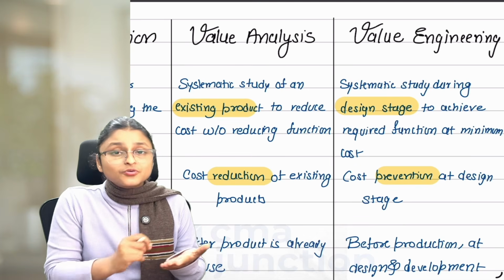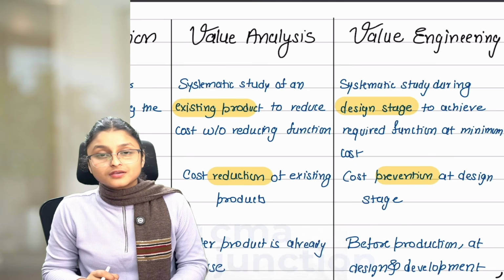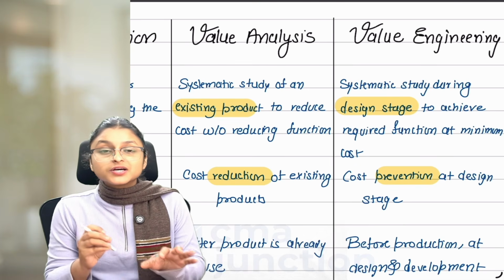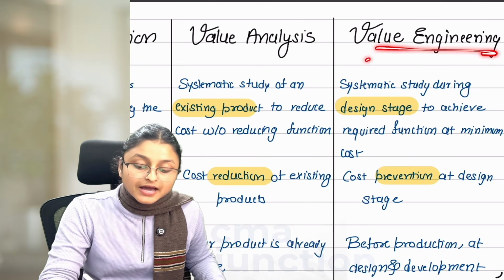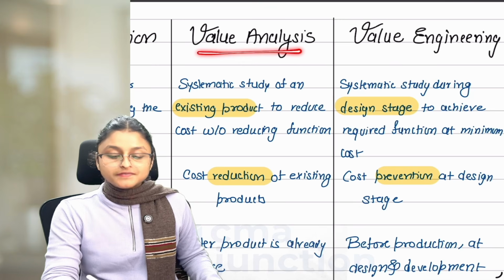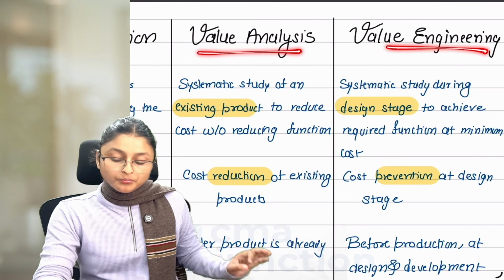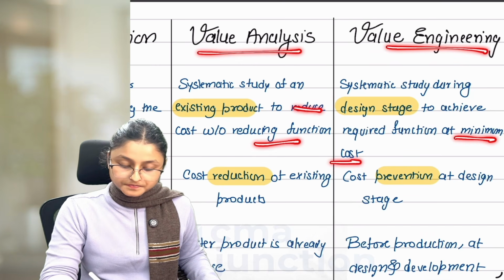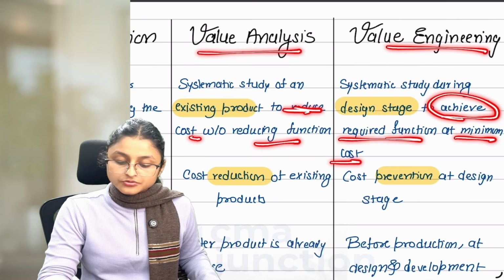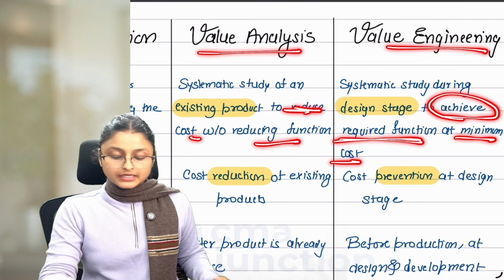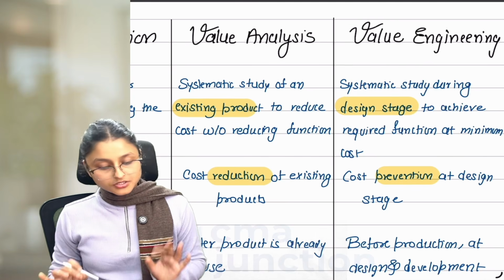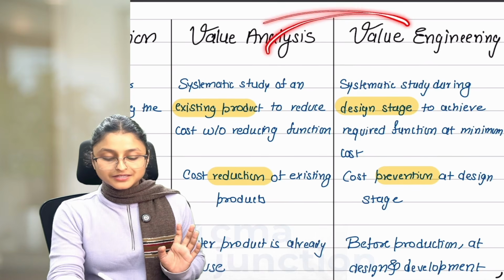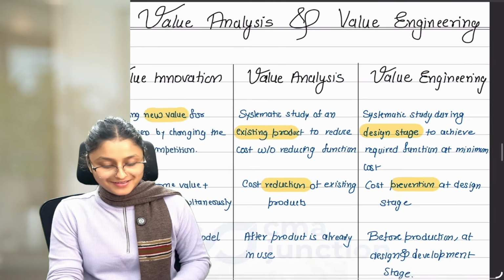We are making the prototype of the product right now. We are testing the product whether it's working properly or not. And this is the stage where we apply value engineering. Whether it be value analysis or value engineering, both try to reduce the cost without reducing the function. Both try that the function should be as it is, but the cost should be reduced. And hence, I'm saying that both of them are brother and sisters.